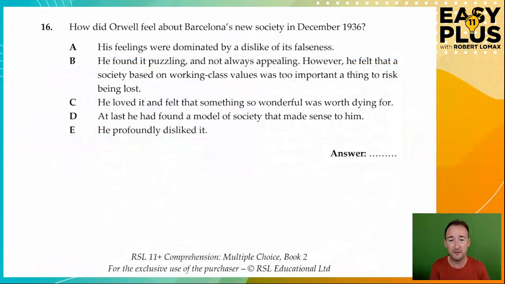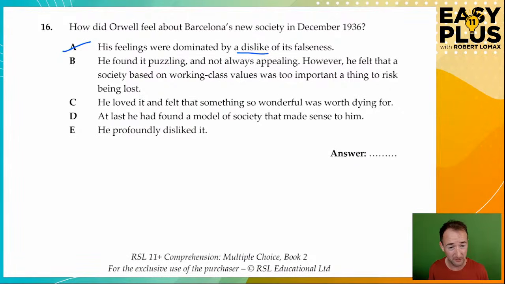How did he feel? A: His feelings were dominated by a dislike of its falseness. Well, he does say, in some ways I did not even like it, but the dominant feeling is that it was worth fighting for. And he wouldn't have said that if his feelings were dominated by dislike. No, not the right answer. B looks really long. Let's skip that for a bit. Whoa. C: He loved it and felt that something so wonderful was worth dying for.